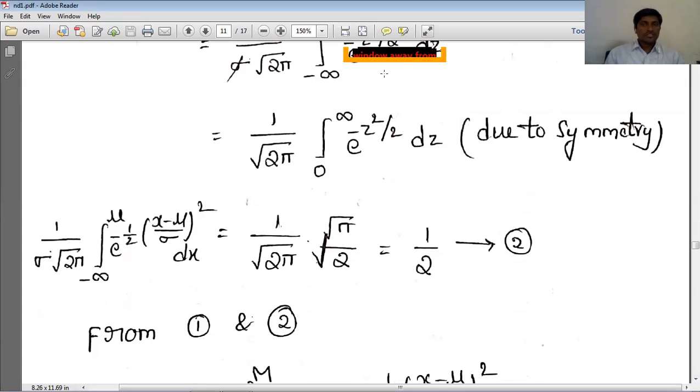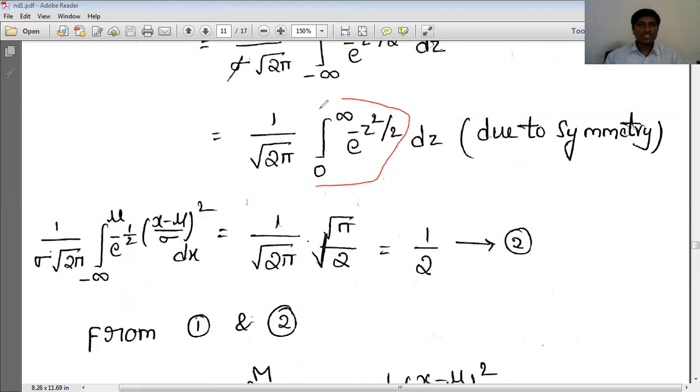Now we are going to simplify this one. 1 by square root of 2 pi, and this value we already proved previously: the integral from 0 to infinity of e power minus z square by 2 is nothing but root pi by 2. Here root pi and root pi cancel, and root 2 into root 2 is nothing but 1 by 2. Let me take it as equation 2.